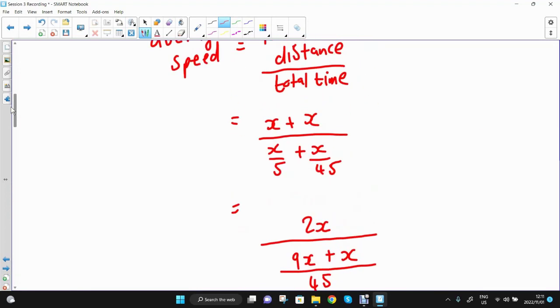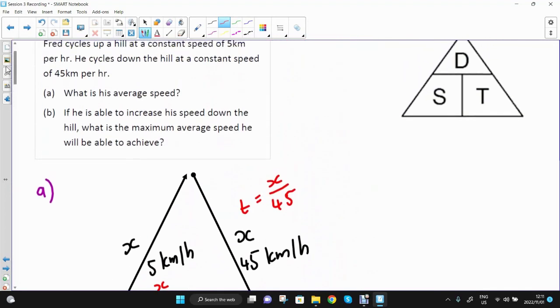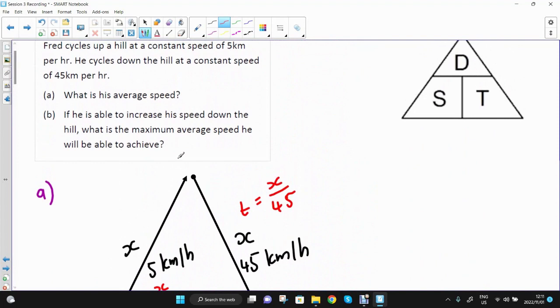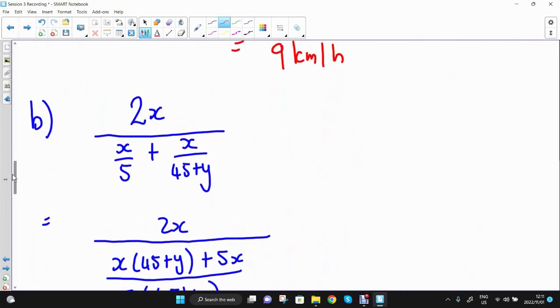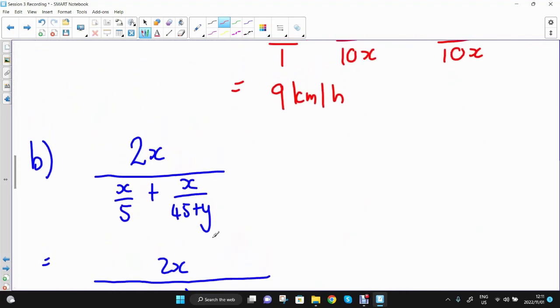Then let's check out question B there. It says, if he is able to increase his speed down the hill, what is the maximum average speed that he will be able to achieve? So we know that this is our original expression that we had for the speed that we calculated.